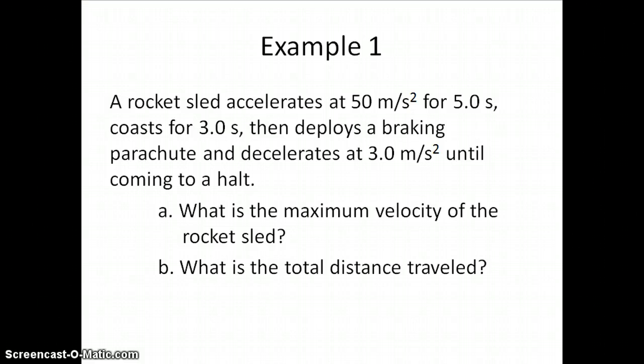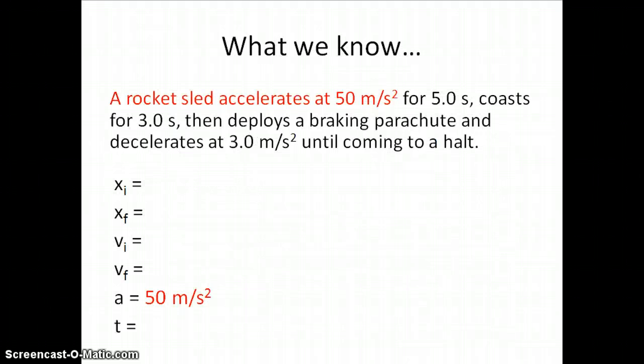So we're going to break it down like we do all our problems. We start with what we know and write that list down. That's the first thing you do. We'll take it step by step. As you can see, I highlighted in red, a rocket sled accelerates at 50 meters per second squared. There's your first piece of information. That's your 50 meters per second squared for 5 seconds, so that's your time. Now you have two pieces of information.